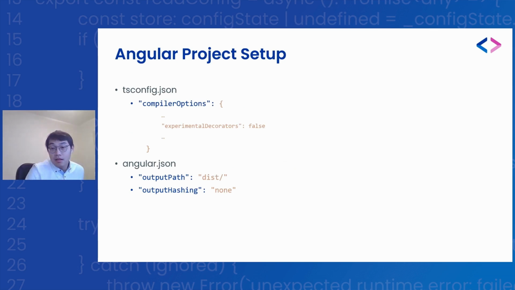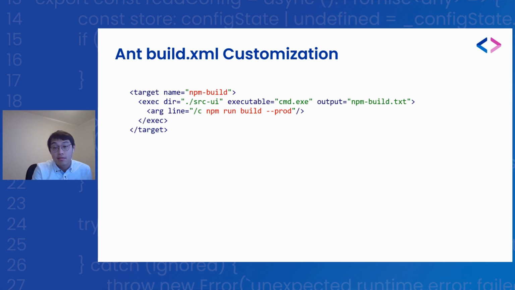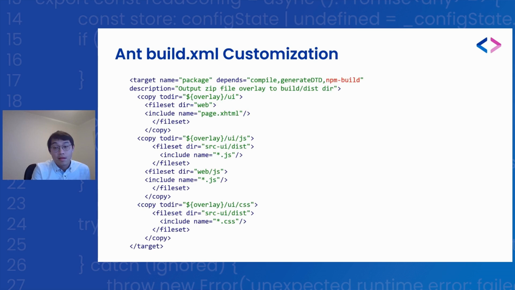And here we would like to slightly adjust the project setup in order to fit into our nbuild script. In the nbuild XML, we create a new target. Let's name it npm-build. It runs a shell command to build the Angular project. And we add the npm-build target as a dependency of the target package.